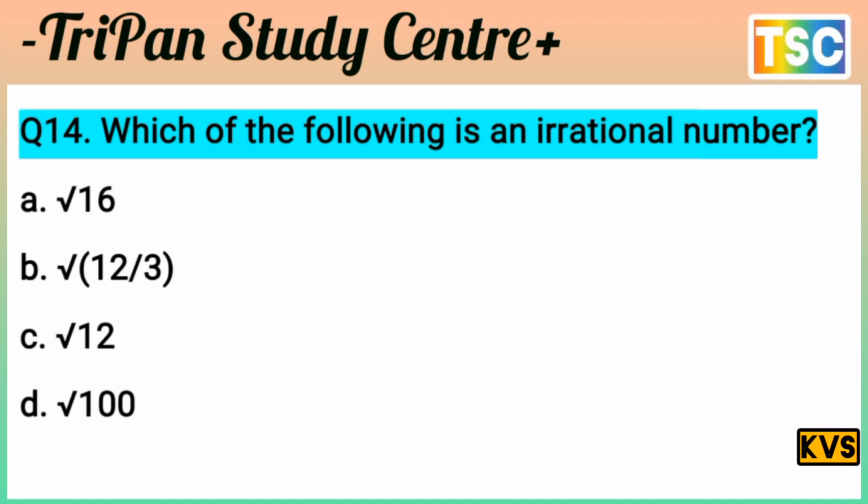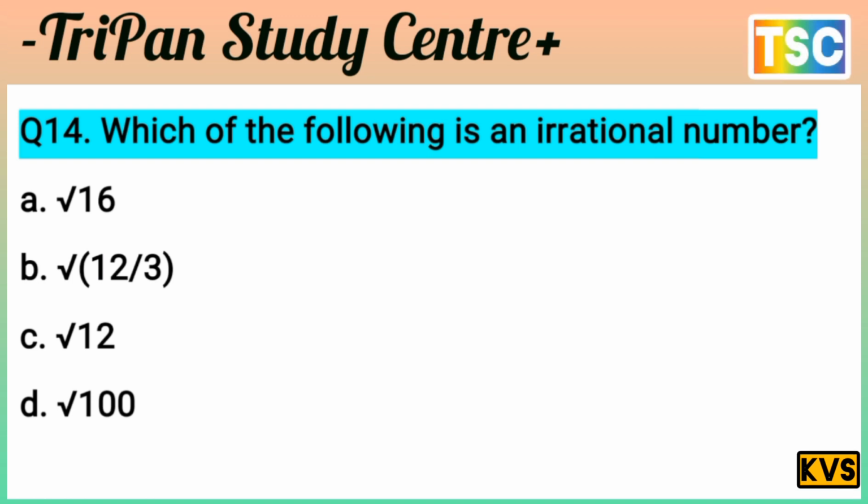Okay? You understand? You must have a thought of your answer. Let's see the answer to this question: which of the following is an irrational number? First of all, check option A. Under root 16 is the square of 4, so it's a rational number, because under root 16 is equal to 4, only 4.